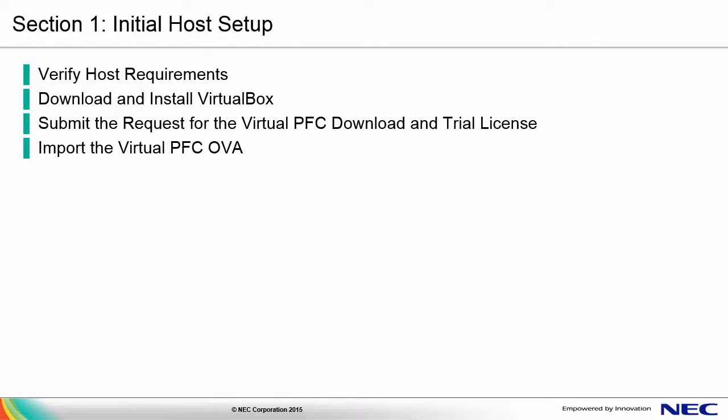Second, we'll show you how to download and install VirtualBox, which is a hypervisor or application that will run virtual machines. Next, we will show you how to submit the request to NEC to download the virtual PFC, which is the SDN controller for this scenario, and also how to acquire the trial license, which makes the virtual PFC function. And then lastly, we'll show you how to import the virtual PFC, which is downloaded in the previous step, to run that virtual machine. So with that, let's get right into this scenario.